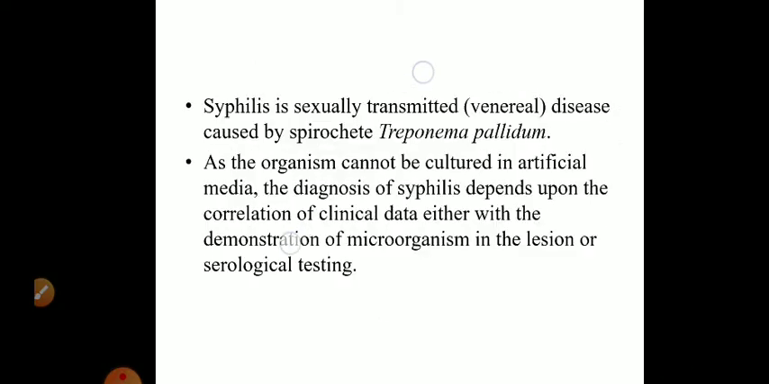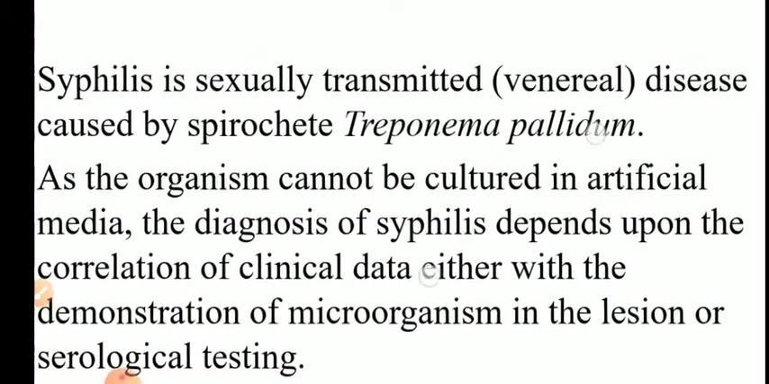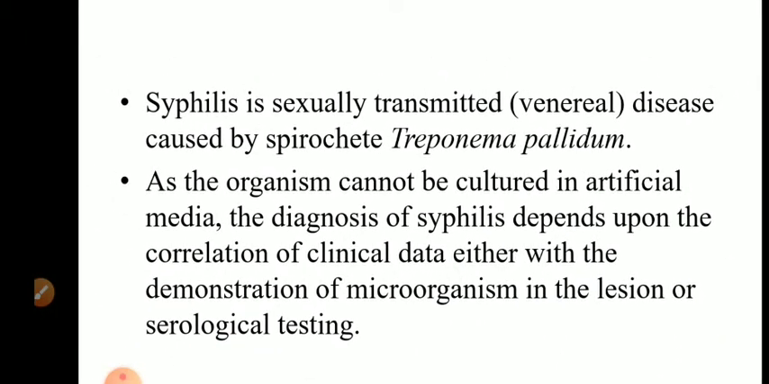Now, what is syphilis? Syphilis is a sexually transmitted disease, also called venereal disease, which is caused by a spiral-shaped bacterium, that is a spirochete, named Treponema pallidum. So, what is the causative agent of syphilis? The causative agent of syphilis is Treponema pallidum.